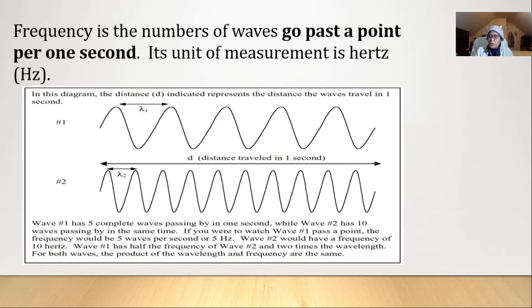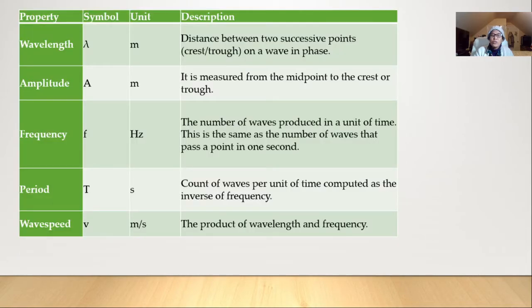So these are additional diagrams for the students to get the concept, not found in the pages of the book. So I also made a table of the concepts we are having, its symbol, its unit, and its description.